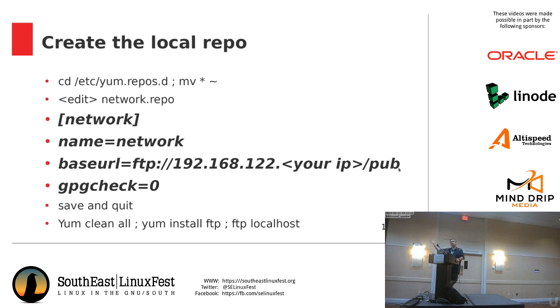We know where all our files came from. We're not getting these over the network. No one's going to be hijacking our repo because it's all on our machine anyway. So we'll turn that off and simplify things. Then we're going to save and quit.